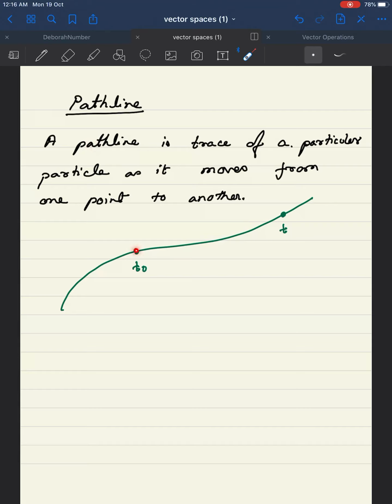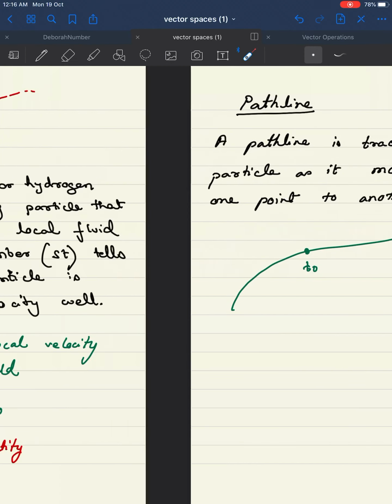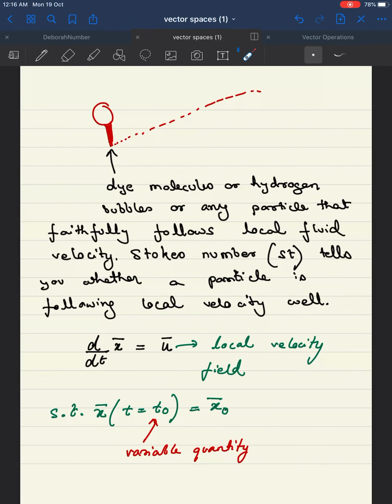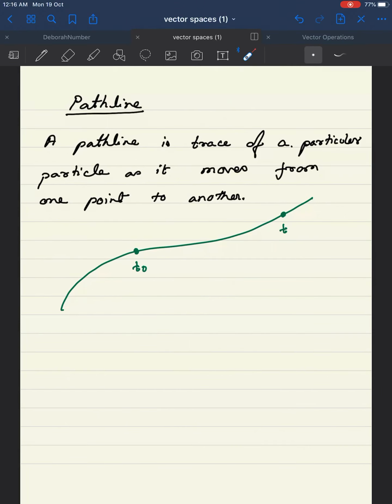So experimentally, if you are doing this tagging, whatever is the tag, that again has to follow my previous condition, that it should faithfully follow the local fluid velocity. Okay, and that is the trick. That is the important rule that you must remember in order to figure out what the equation is for this. So the equation for path line is rather straightforward.